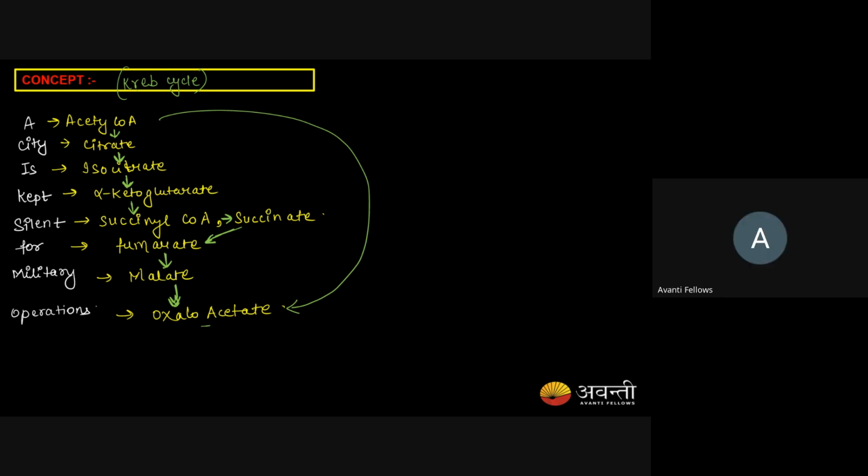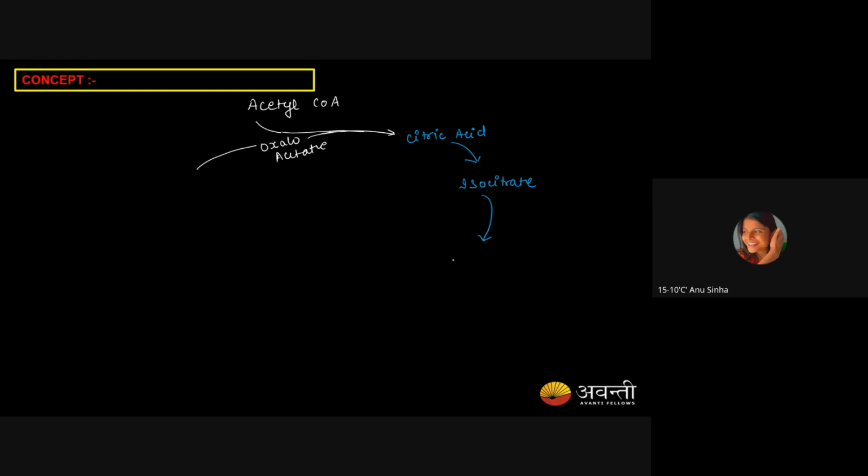Come on then. If you are done with this, now we can draw our cycle. Now I'll ask you only. Tell me the cycle. Firstly, we have acetyl CoA. Acetyl CoA will combine with oxaloacetate and it will form citric acid. Let's write it, citric acid. After citric acid, isocitrate, and then isocitrate will get converted into alpha ketoglutarate.